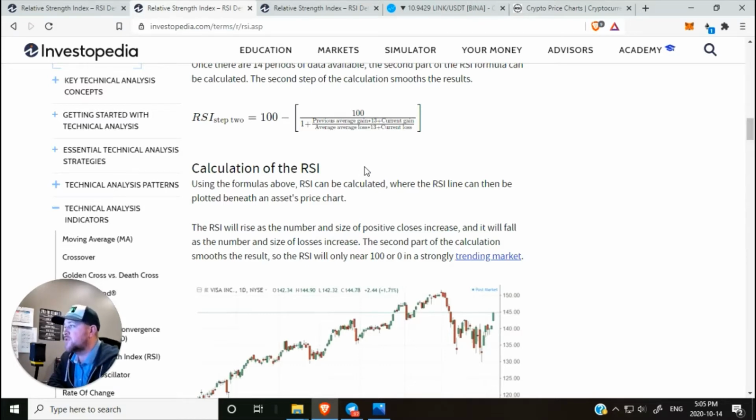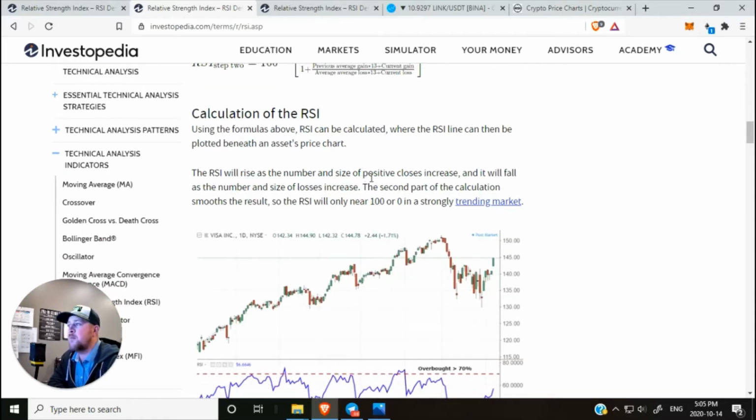For the calculation of RSI, using the above formulas, the RSI can be calculated. The RSI line can be plotted beneath the asset's price chart. And the RSI will rise as the number and size of positive closes increase. So it's not per se just point of price, it's the closing of the candles that increase. If the candles are closing higher and higher, the RSI is going to get higher and higher. Remember that.